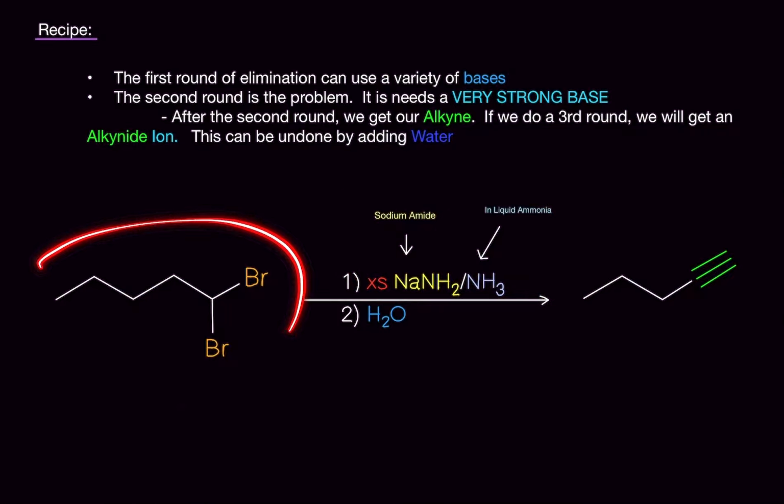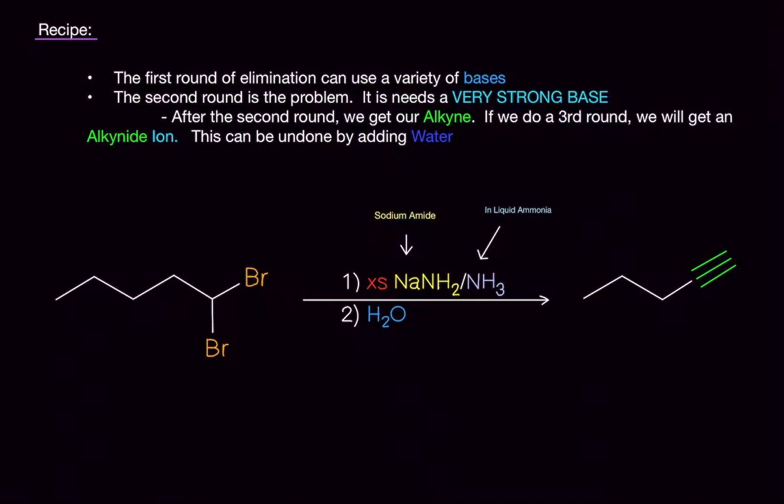So we have our alkane here with 2 bromines. This is geminal because the carbon has 2 halogens attached to it. One carbon has 2 halogens attached to it, so it's geminal. It can work for vicinal too, but this is geminal. What we're saying is we're putting excess sodium amide in liquid ammonia, and then we're adding water at the end. This creates our terminal alkyne.